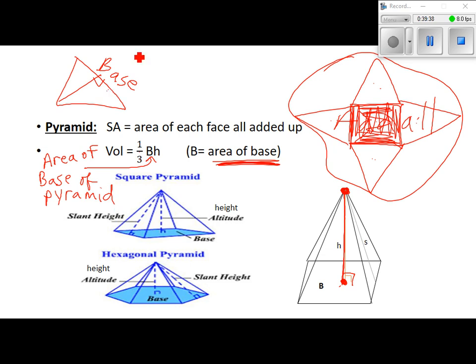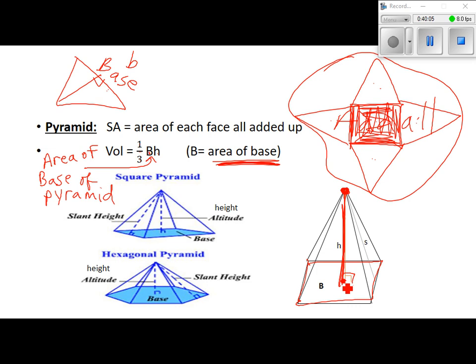This base in the triangle would be a little b. Base of a pyramid is big B. That's the area of that whole rectangle or square, whatever shape that happens to be. So you find the area of it, take 1 divided by 3 times that area times that height.